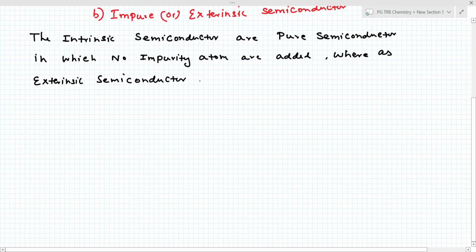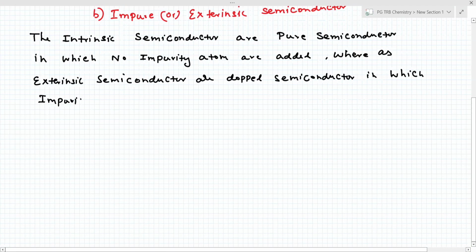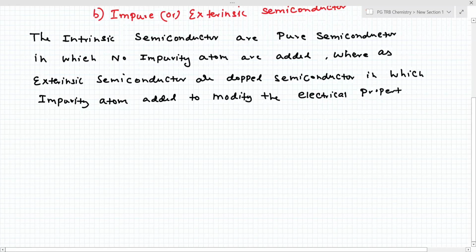is very important, a doped semiconductor. What does doped mean? Adding some external impurity. Or a doped semiconductor in which impurity atoms are added to modify the electrical properties of solids.